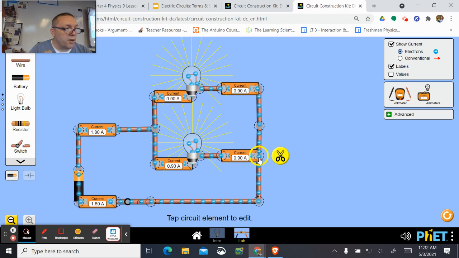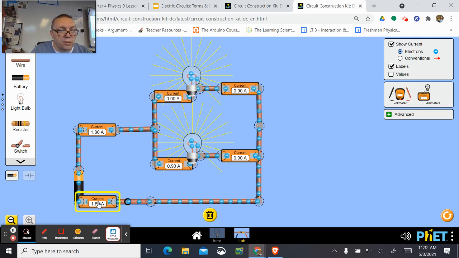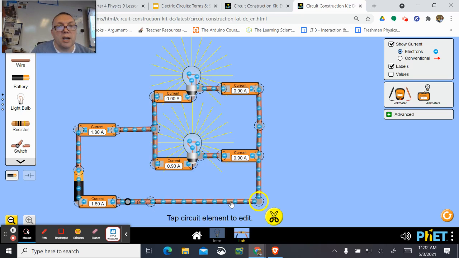This law of conservation of charge says that if we have 1.8 amps of current, or on average 1.8 people per second in here, then there's 1.8 people per second here, and 1.8 people per second here, and if there's 1.8 in, that means there's also 1.8 out. We get to this junction, and if there's 1.8 people per second in, then there's also 1.8 people per second out. 0.9 this way, 0.9 this way. It splits up evenly on this one.